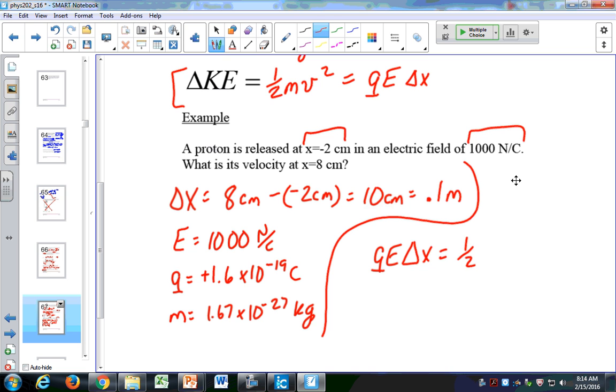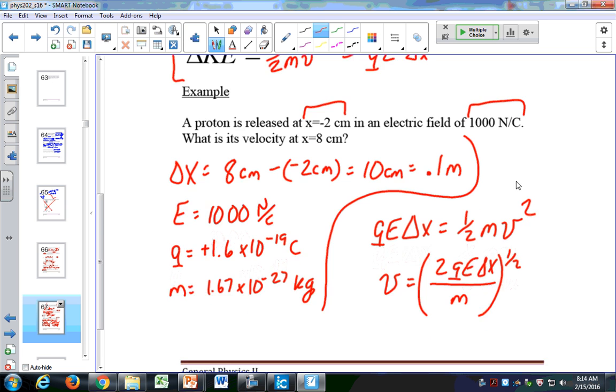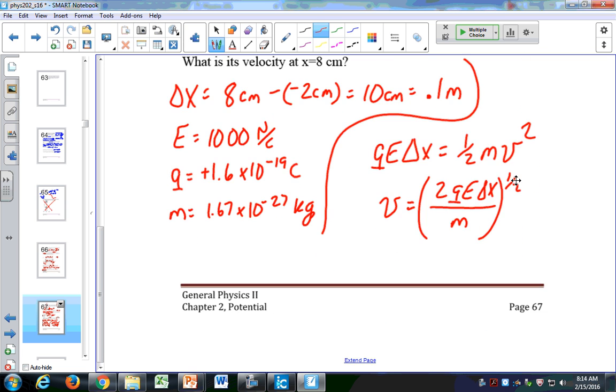Equals 1/2 mv squared. And then I can solve this for v, which is what I'm looking for. v equals the square root of 2q delta x over m. All right, and then I can put in my values. I get a velocity here of, let's see, 1.4 times 10 to the 5th meters per second.